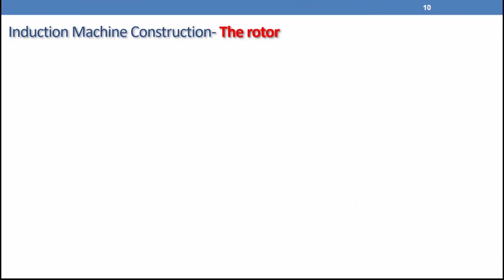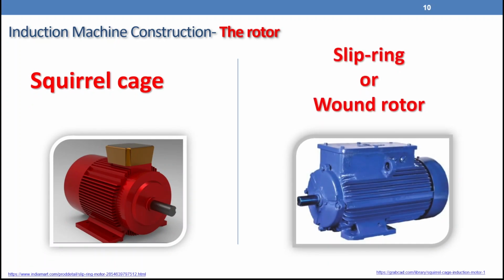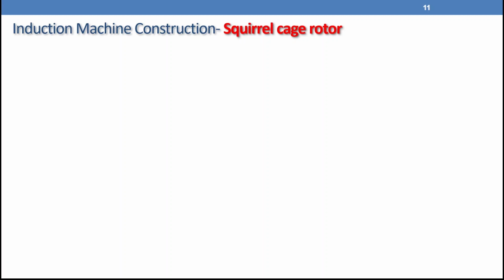What about the rotor? This machine has 2 types of rotors. One of them is called the squirrel cage, and the other one is called slip ring or wound rotor type. So both names are correct for the slip ring or wound rotor type machine. So we are going to explain them one by one to see what is the difference between the squirrel cage and slip ring in the next slides. Let's start with the squirrel cage rotor.